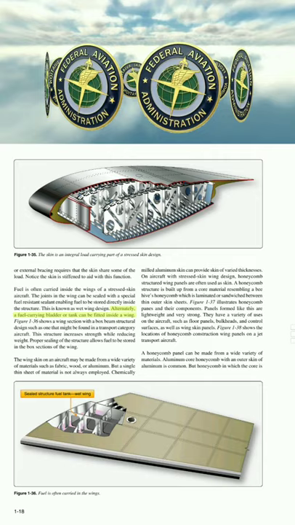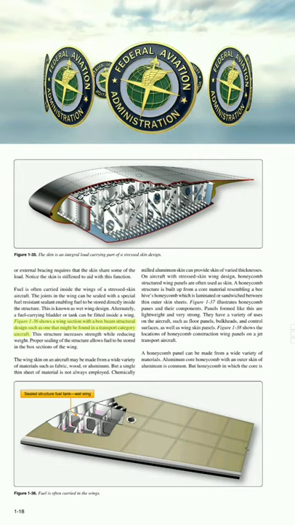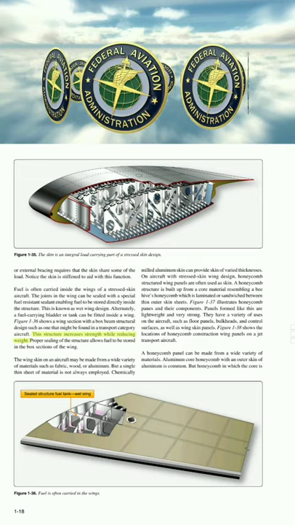Figure 136 shows a wing section with a box beam structural design such as one that might be found in a transport category aircraft. This structure increases strength while reducing weight. Proper sealing of the structure allows fuel to be stored in the box sections of the wing.